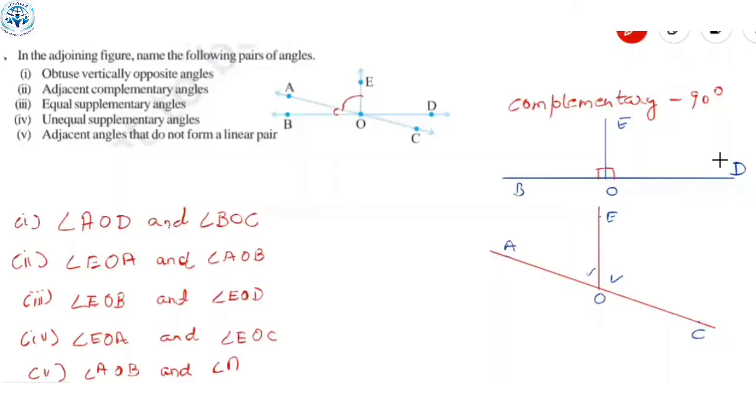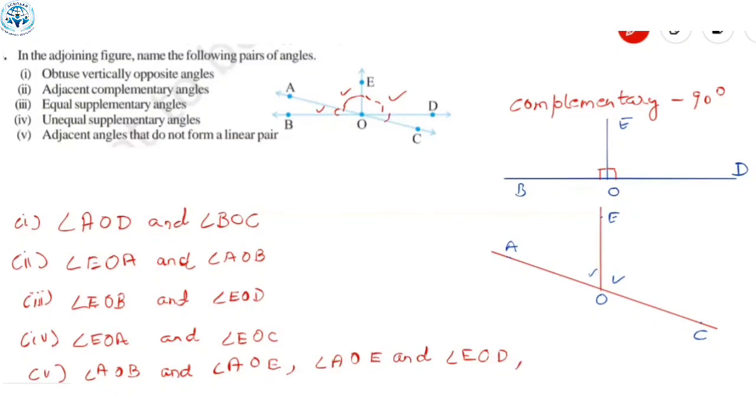The last one, adjacent angles that do not form a linear pair. These are angle AOB and AOE. You can see in the figure, this is the first pair. Now, let's find out the second pair. Angle AOE and angle EOD. This is the second pair. Let's find out if there are more pairs. One more pair is angle EOD and angle COD.